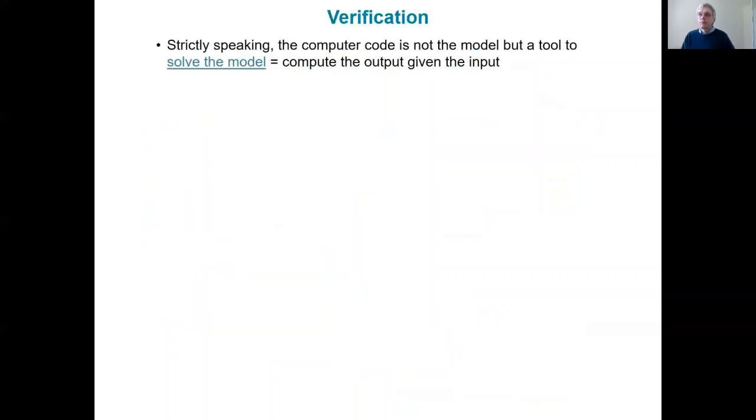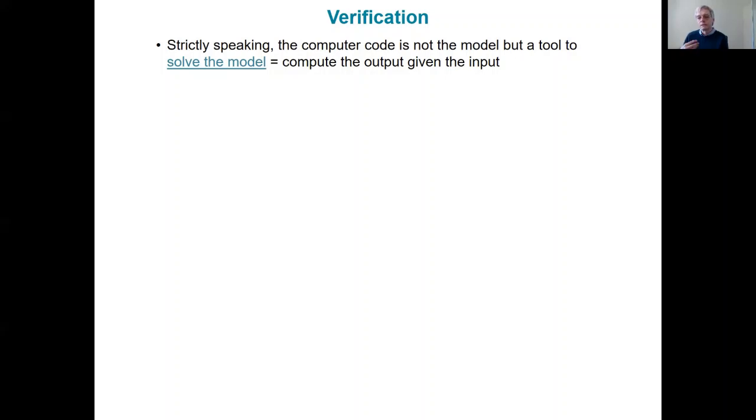Verification. Verification is ensuring that the model does what we think it's supposed to do. The model that you work with is probably a piece of computer code written in R or MATLAB or Python or C++ or Fortran. We call that the model, but it's actually, strictly speaking, not the model, but a solver of the model.